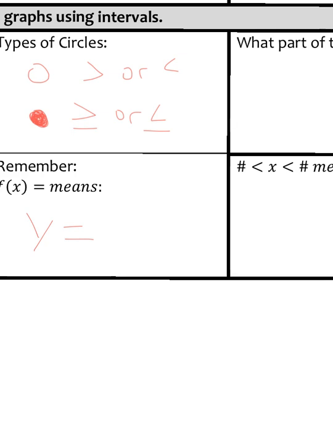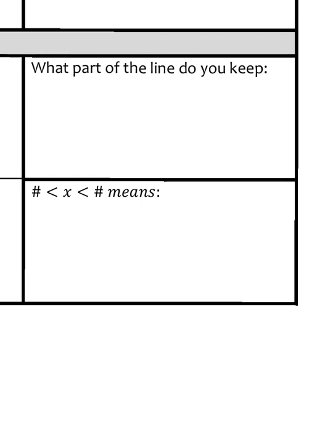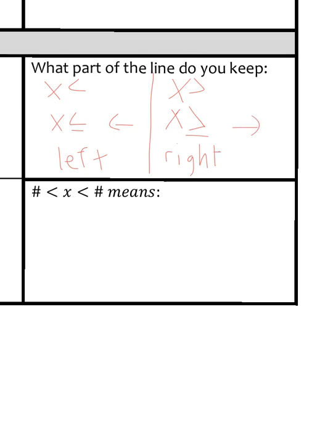Okay, so we did that part. Now I'm going to move over to what part of the line we keep. So we'll be given an equation that we graph, and then it will have that inequality after it. So I'm going to split this up. If I have x is less than or x is less than or equal to, I want to keep the left part because that inequality is pointing to the left. If I have x is greater than or x is greater than or equal to, then I'm going to keep the right part. Because again, it's kind of pointing to the right.